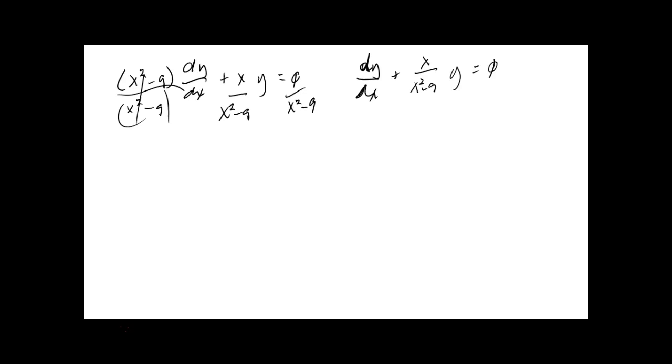What's the first step then? Make the coefficient of y, x over x squared minus 9, p of x. You're absolutely right. Let that be p of x. And then what do you do with that p of x? Take the integral. So we're doing the integral of x over x squared minus 9 dx. How do you do that integral? Trig substitution?